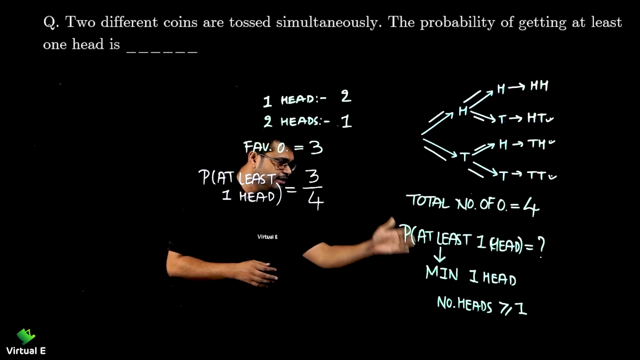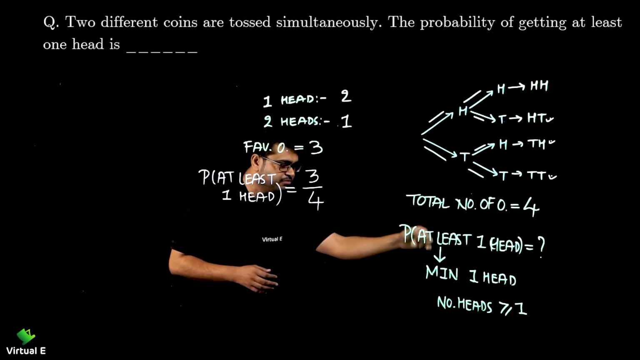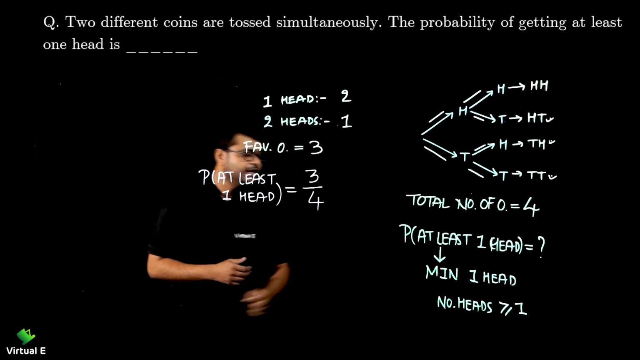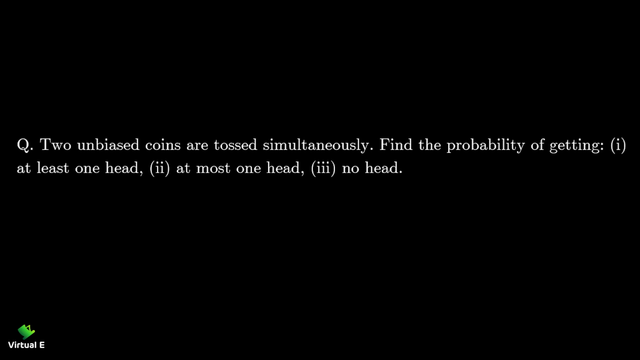And the main idea of this sum is getting the meaning of at least, which means the minimum number of heads can be greater than or equal to 1. 1 is also accepted, 2 is also accepted. Let's discuss one more question related to 2 coins, right?